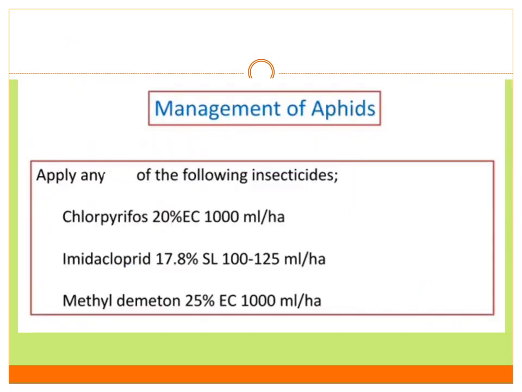If you see it's heavily infested, then apply any of the following insecticides: Chlorpyrifos 20% EC, 1000 milliliters per hectare, or imidacloprid or methyl demeton 25% EC, 1000 ml per hectare.